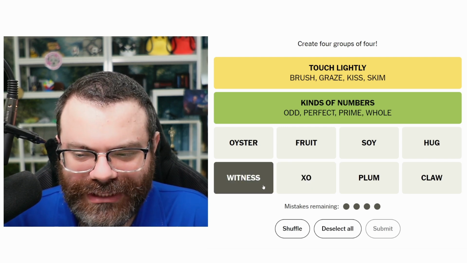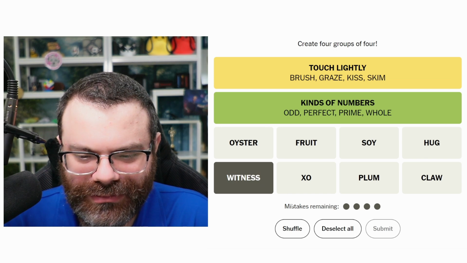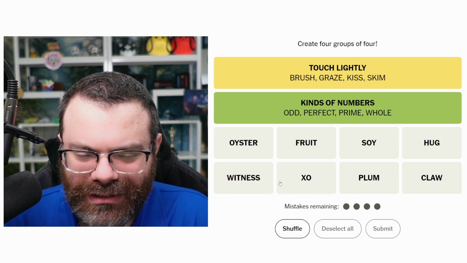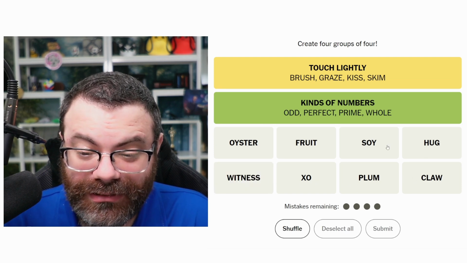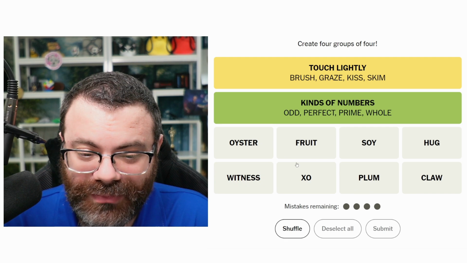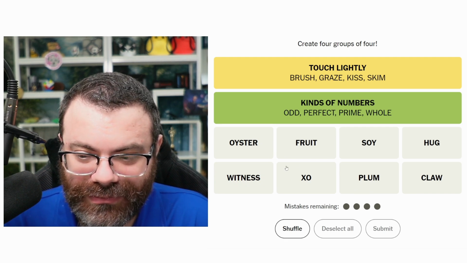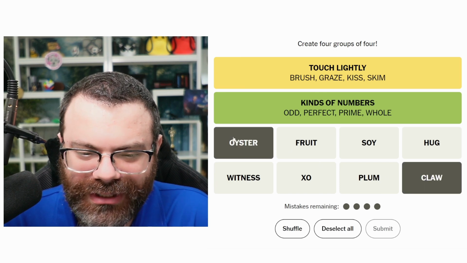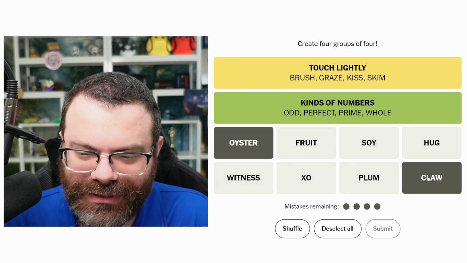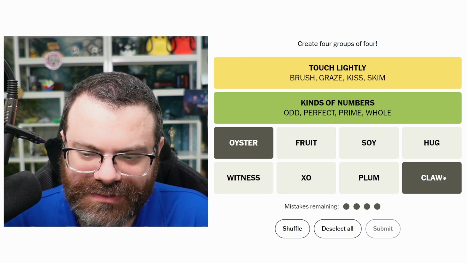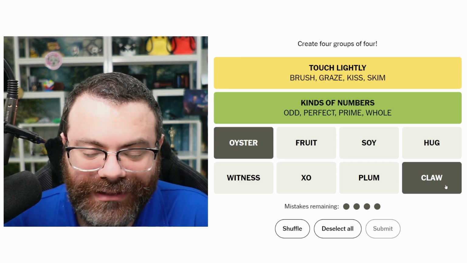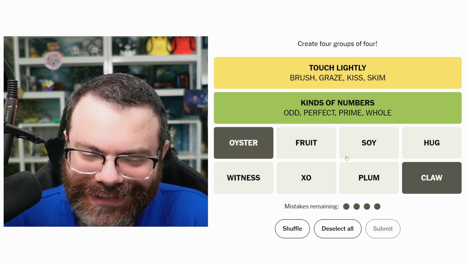What could witness be with? I feel like the purple's really weird today. But I feel like I should be able to get the blue at least. Oyster? Oyster and claw, like, feel like they could be seafood related things, but plenty of things have claws other than like lobsters. So I don't know.